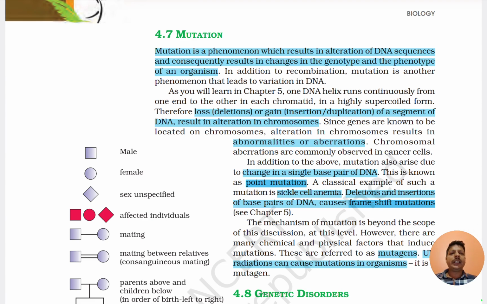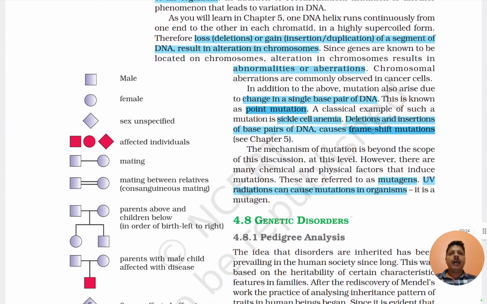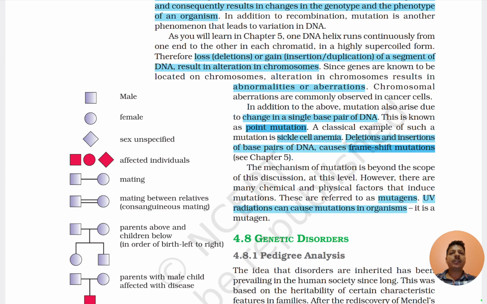Genetic disorders. Before starting this, go to the NCERT and see what it says about mutation. Mutation is the phenomenon which results in alteration of DNA sequences and consequently results in changes in the genotype and phenotype of an organism. The DNA helix runs continuously from one end to the other in each chromatid in a highly supercoiled form. Therefore, loss or gain of a segment of DNA results in alteration of chromosomes. This is called abnormality or aberration. Chromosomal aberrations are commonly observed in cancer cells.